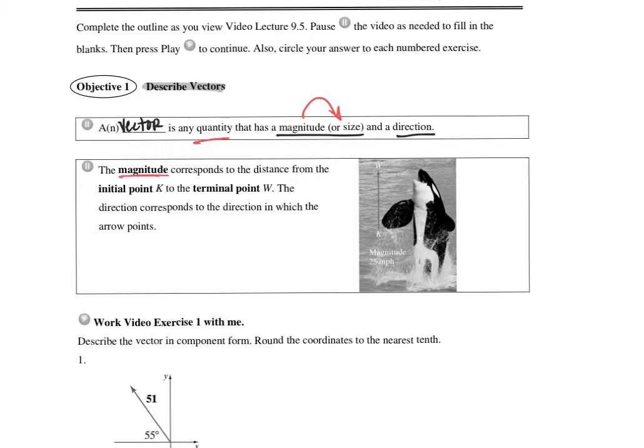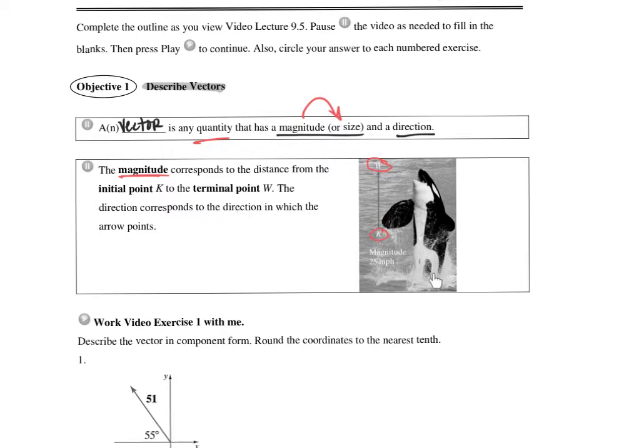The magnitude of the vector corresponds to the distance from the initial point to the terminal point, okay? So vectors kind of look like, it's not a line, it's a direction. It's a size and a direction. So here it's the velocity at which this whale is jumping out, which includes its size and then the direction in which it's jumping out. So magnitude corresponds to the distance between the initial point and the terminal point, and the direction corresponds to the direction in which the arrow points.